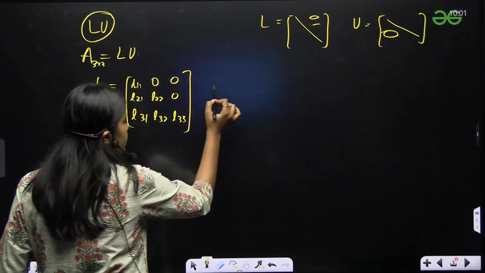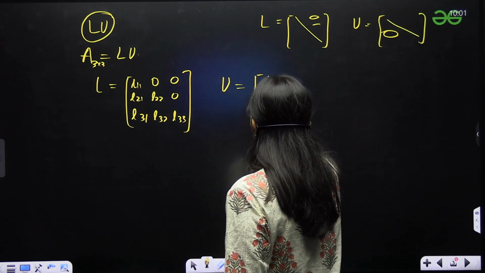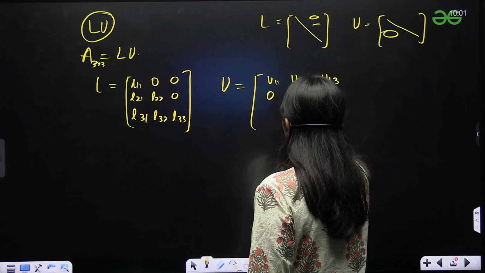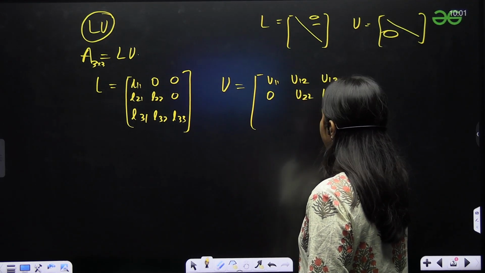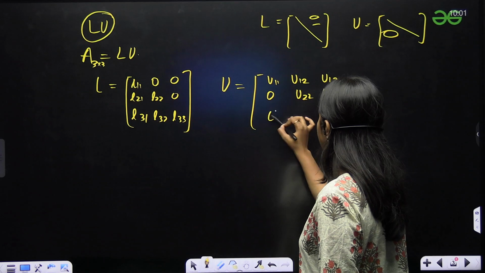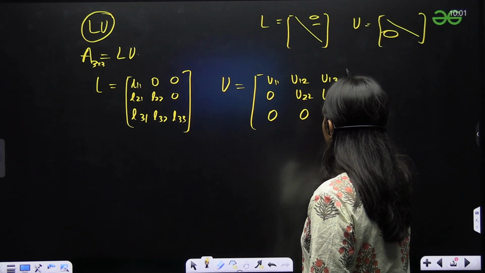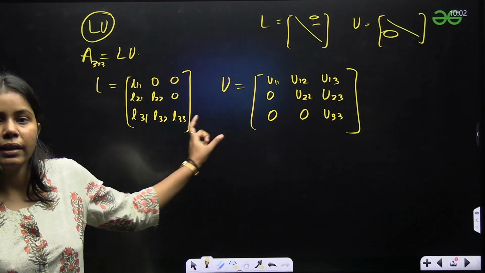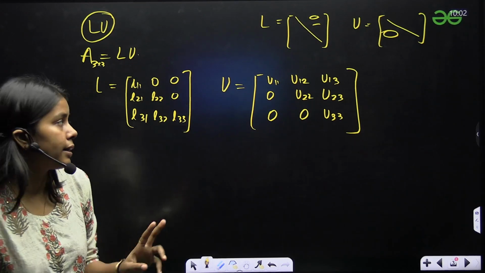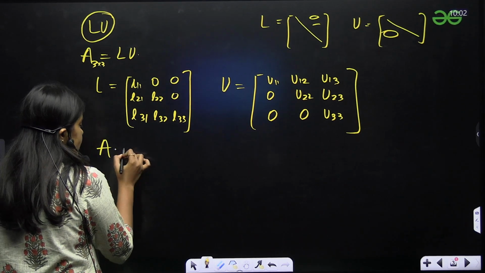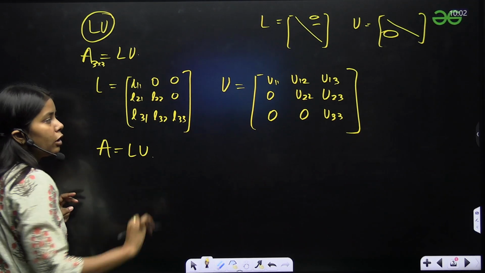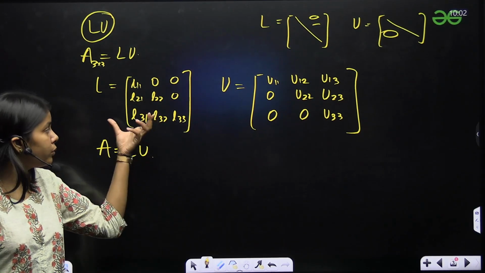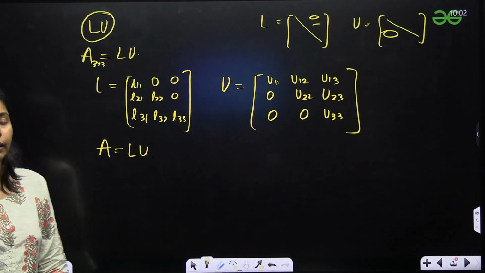U is upper triangular. What would the U matrix be? The U matrix would be U11, U12, U13, and 0, U22 and U23, 0, 0, U33. So this is my upper triangular matrix. I just want to decompose my matrix A into two parts, the L matrix and the U matrix. Now one thing to note here is that to get A equals LU, you would not be able to solve with L as lower triangular and U as upper triangular alone. Why? You have to take either the diagonal of L as 1 or the diagonal of U as 1.